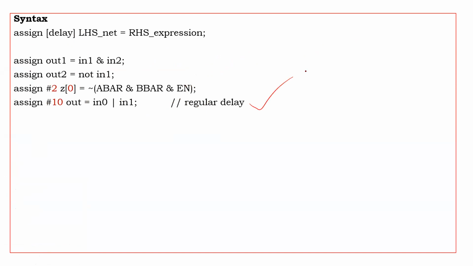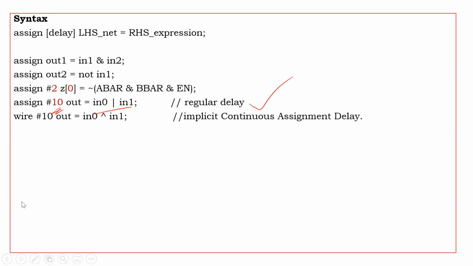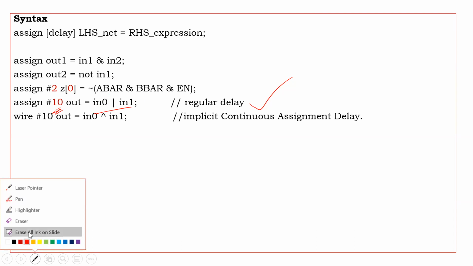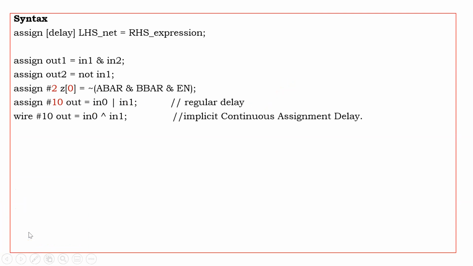If you take this one, assign #10 out equals in0 OR in1, this is the OR gate. First take the value from input 0 and input 1. Both are logically ORed, and the resulting value is assigned to out after 10 units of time. So this is called the regular delay model.